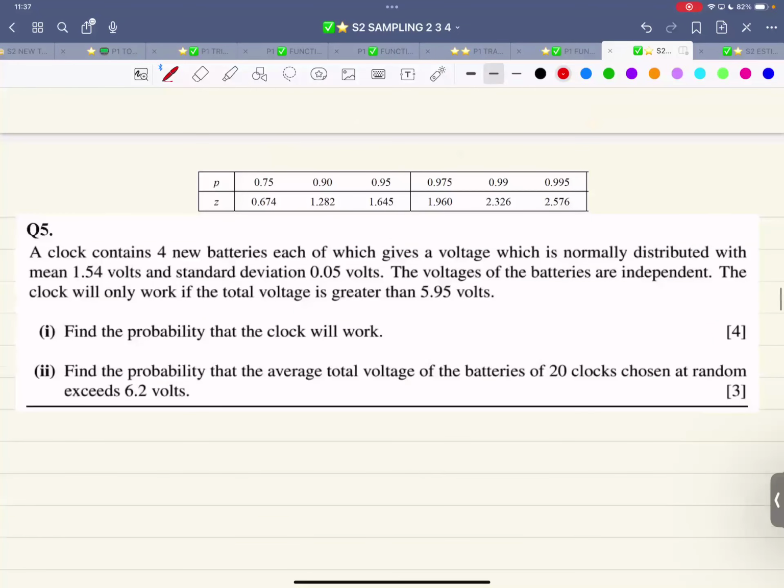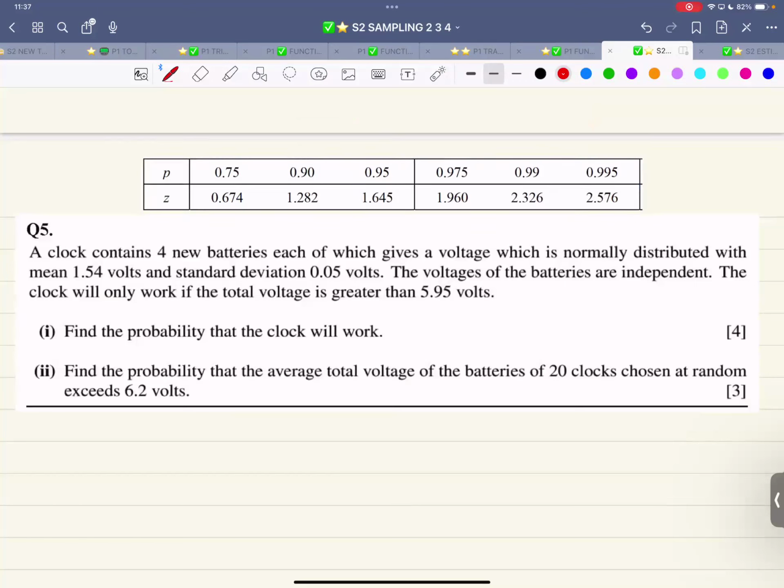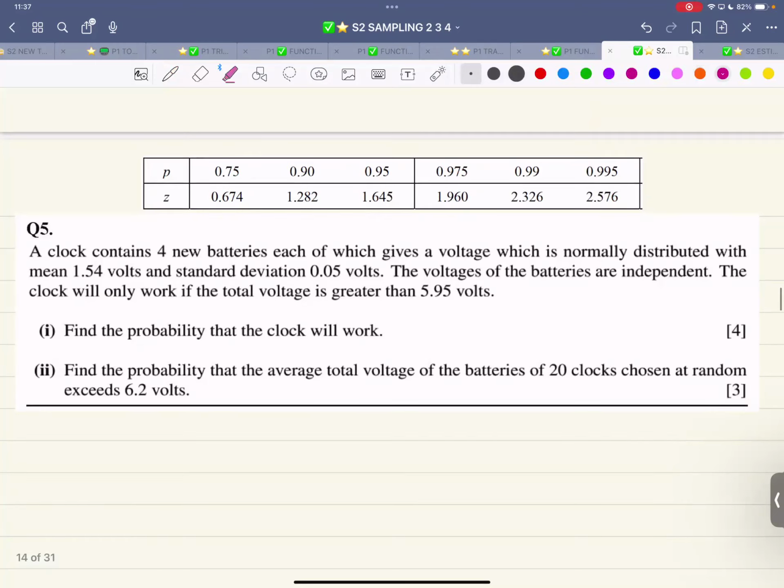Now let's look at a past paper question, and it will be about the previous topic, that is the distribution of the sample mean. The question says that a clock contains 4 new batteries, each of which gives a voltage which is normally distributed with mean 1.54 and standard deviation 0.05. The voltages of the batteries are independent. The clock will only work if the total voltage is greater than 5.95. First part, find the probability the clock will work.